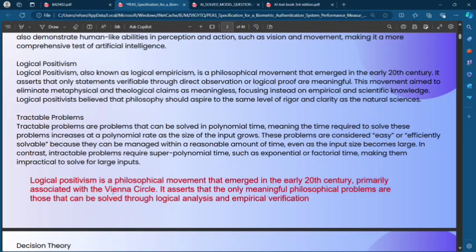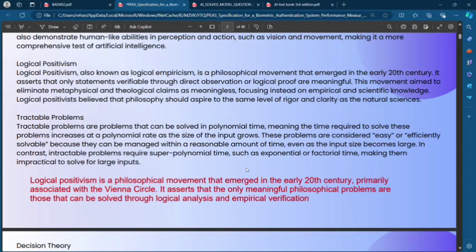So logical positivism is a philosophical movement. It comes under the fundamentals of AI topics, under which logical positivism falls in the philosophy category. It emerged in the early 20th century, primarily associated with the Vienna Circle. This is not required to write, but still, it asserts that the only meaningful philosophical problems are those that can be solved through logical analysis and empirical verification. Leave the rest of the thing.